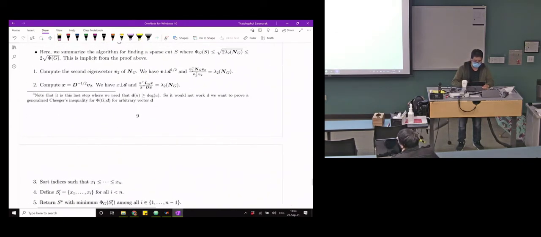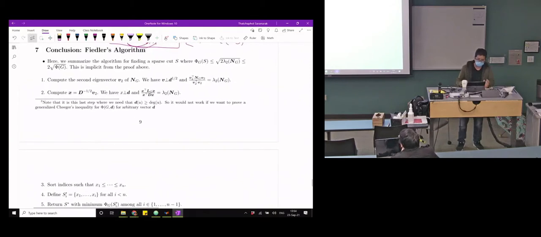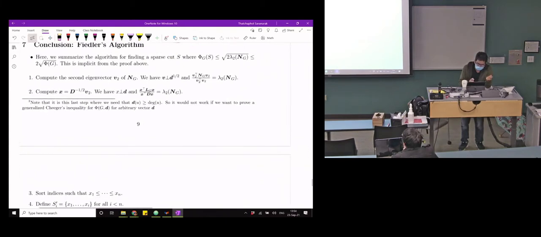So just from the proof here, you can see that I kind of already said it, but it really gives you an algorithm. Suppose that you have a graph and you want to find a sparse cut S. By sparse, I mean that the conductance is small. How small? Square root of lambda, which means that it is less than the square root of the conductance.